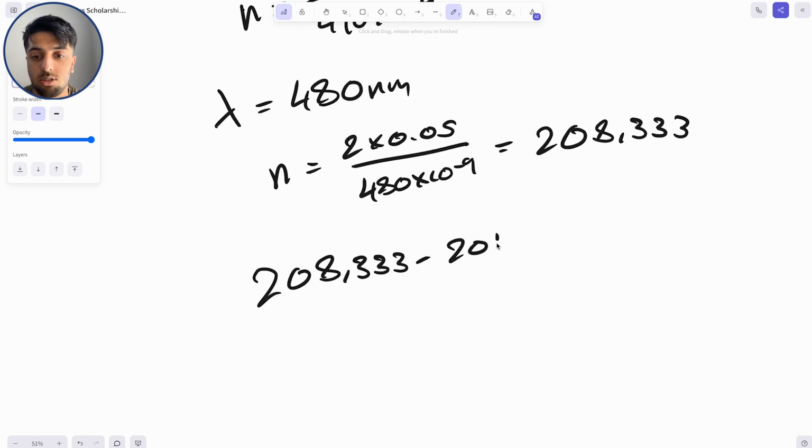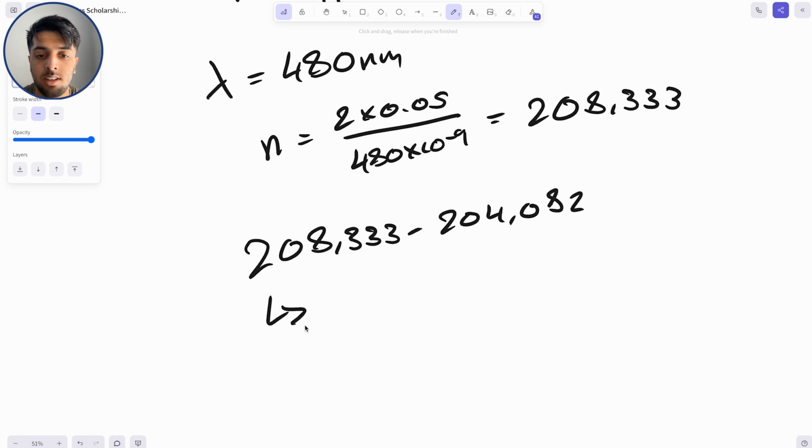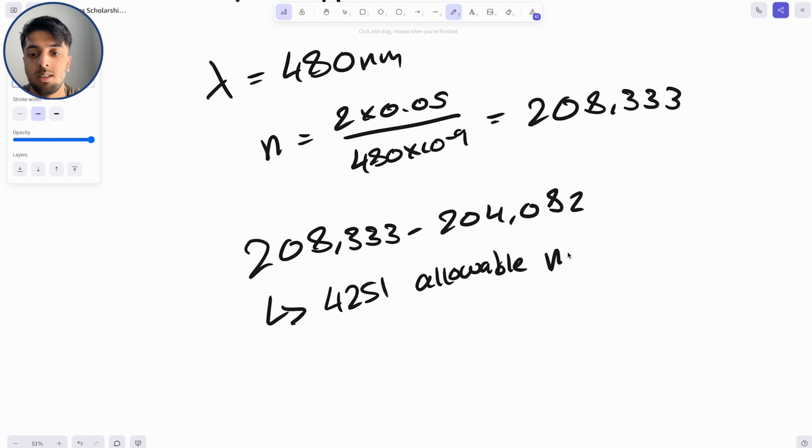208,333 minus 204,082, and we get 4251 allowable modes.